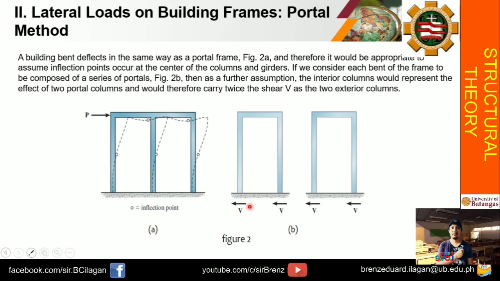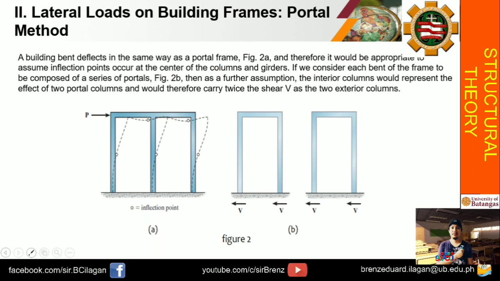So, because of that, when he divided it into two, if you notice, when you combine them, this middle column here, its total will be 2V, unlike this exterior column, which is just V. So guys, this is a very important detail, or information, when it comes to solving the portal method. Okay?